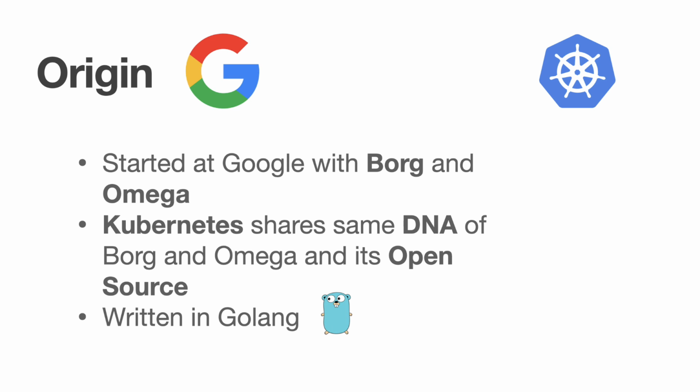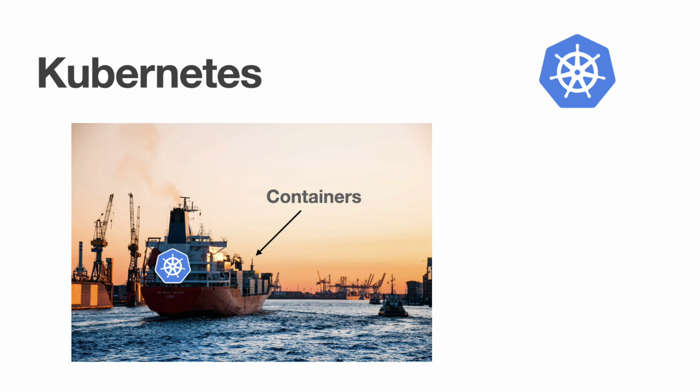Now, the easiest way for you to picture Kubernetes is by looking at this picture. Here you can see that we have this cargo, and Kubernetes really means pilot. It's a Greek word that means helmsman or pilot. You can see that the ship has a bunch of containers, and Kubernetes is actually managing all of these containers. Now, if you know about containers and Docker, then this should be somewhat familiar to you.